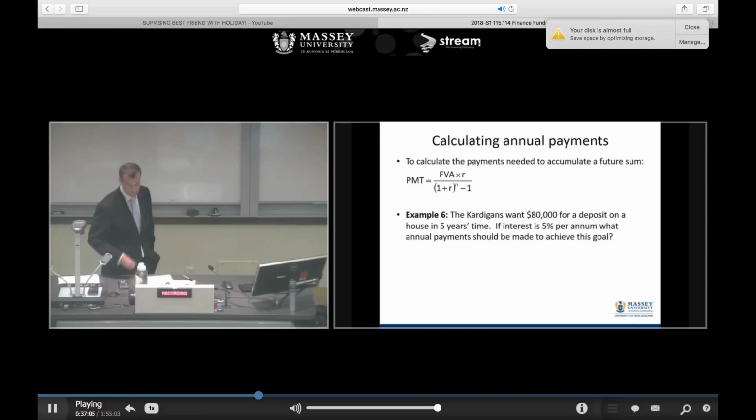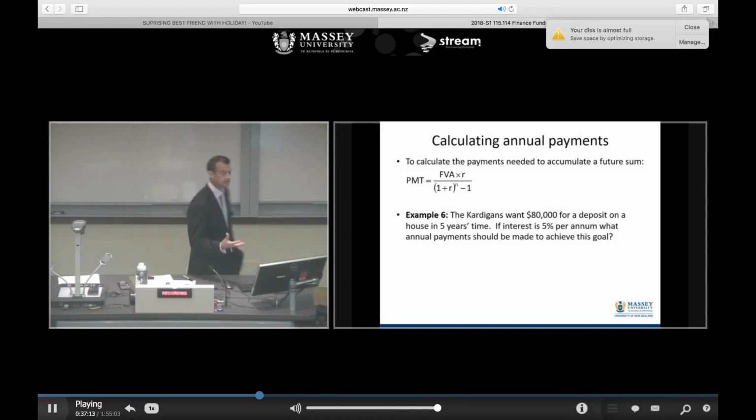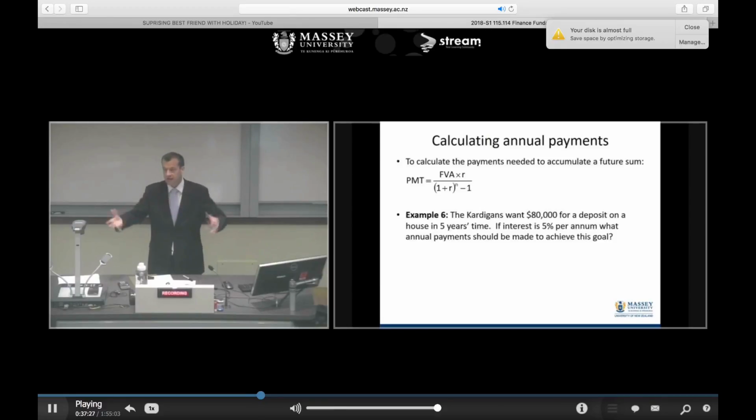You know, a common sense approach is if you just took 80,000 and divided it by 5, that's 16,000 each year. But that ignores interest, right? So they actually should deposit less than 16,000. They don't need to save 16,000 each year. It's less than that because for each deposit they make, they'll start earning interest over that period.